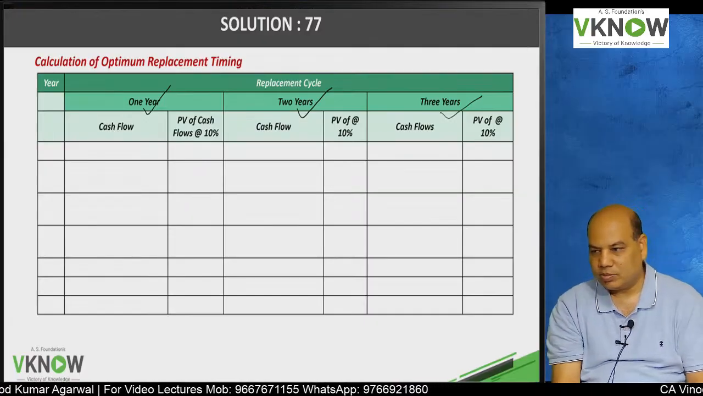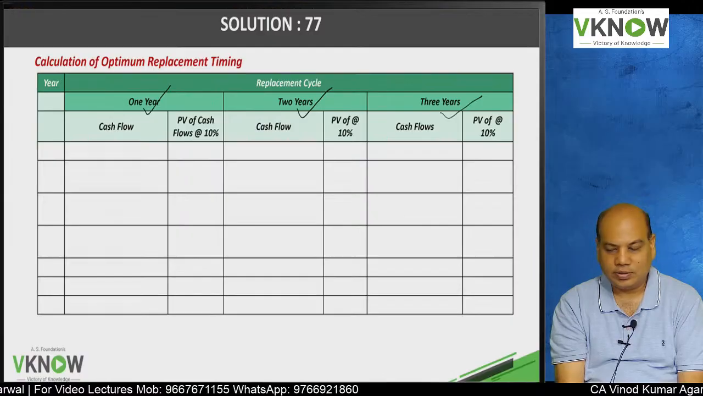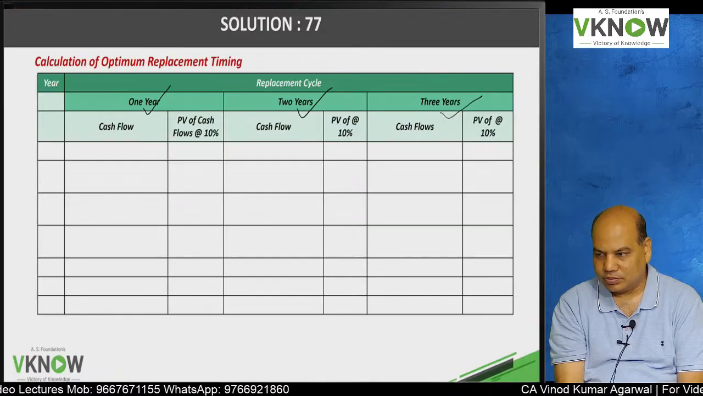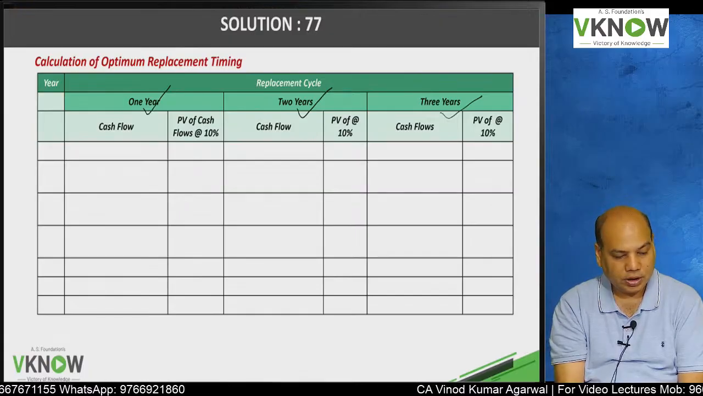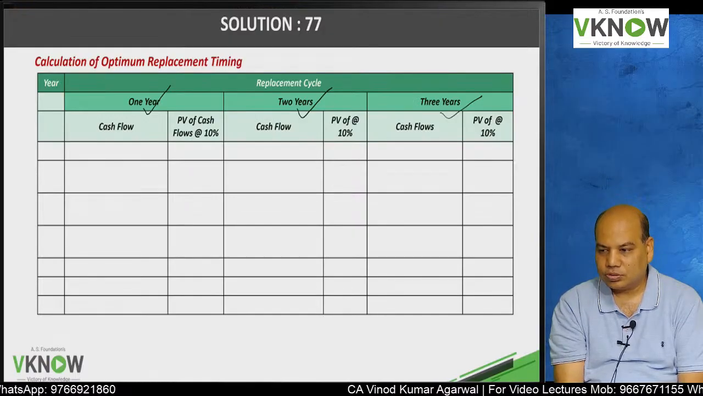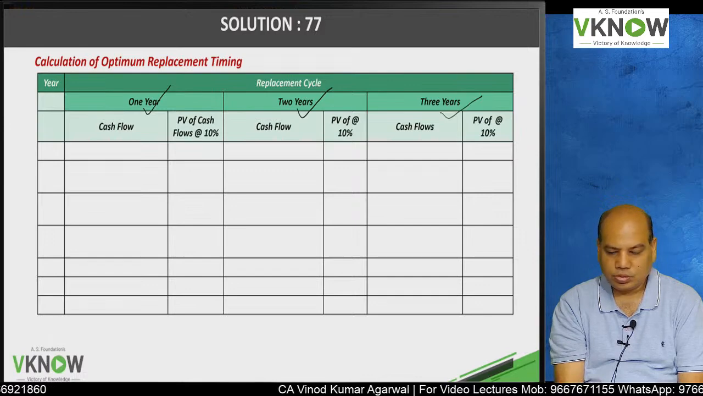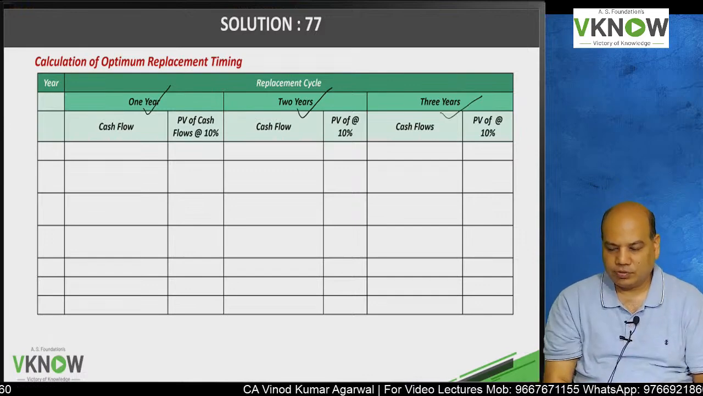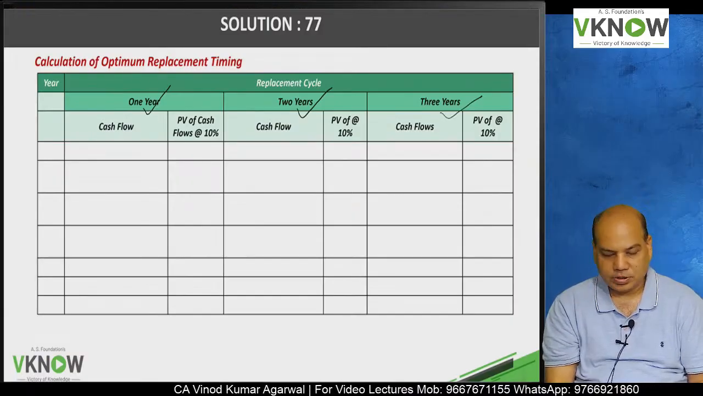Calculation of optimum replacement timing. Year, and then write a big column, replacement cycle. Under replacement cycle, 3 columns: 1 year, 2 years, 3 years. Under 1 year, 2 columns: cash flow, PV of cash flows at 10%. Under 2 years, 2 columns: cash flow, PV of cash flow at 10%. Under 3 years, 2 columns: cash flow, PV at 10%.